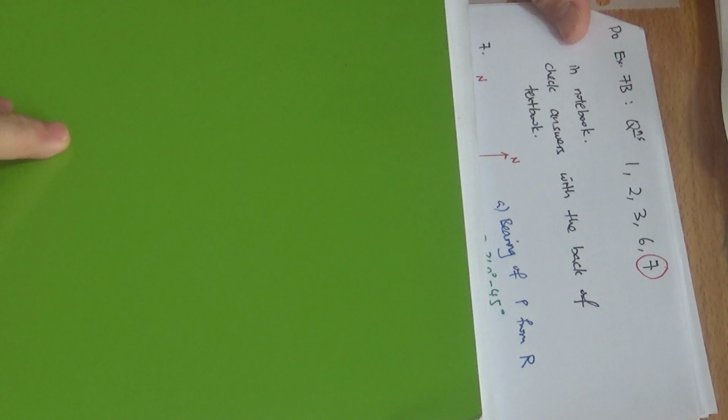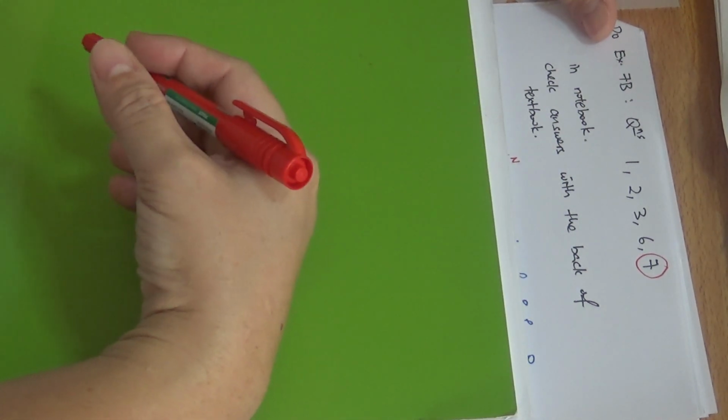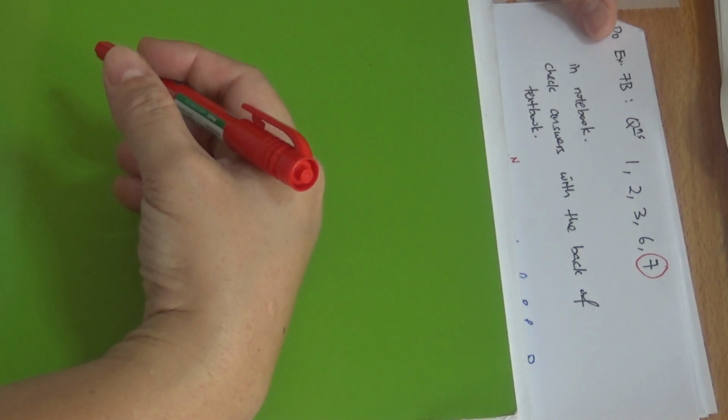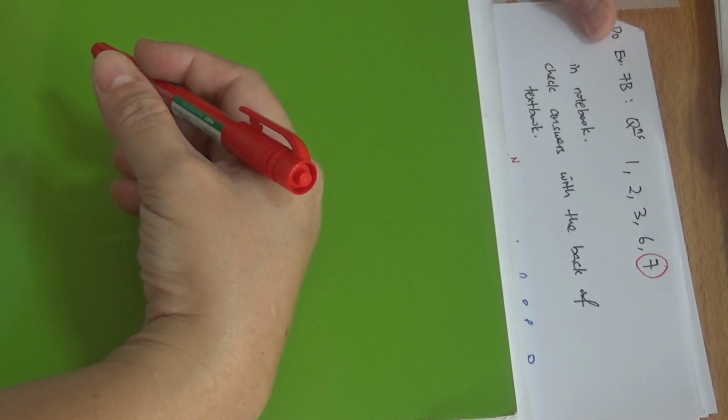Now all of you turn to question 7, which is found on page 226. The question says that P, Q and R are 3 points on level ground. Given that the bearing of R from P is 135, angle PQR is 55, and angle PRQ is 48 degrees, find the bearing of the following.